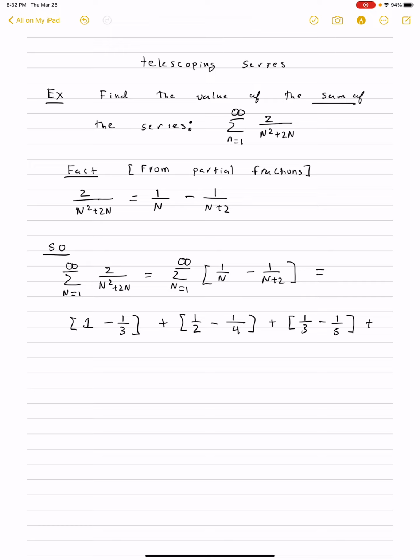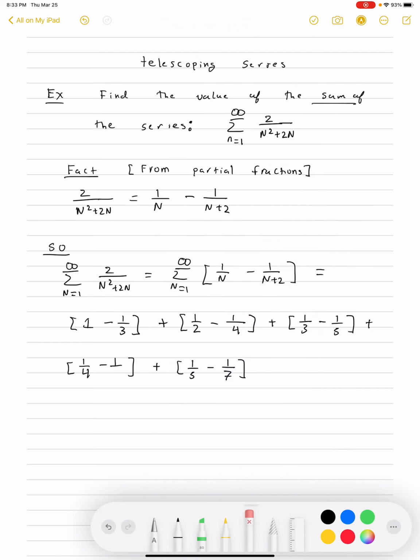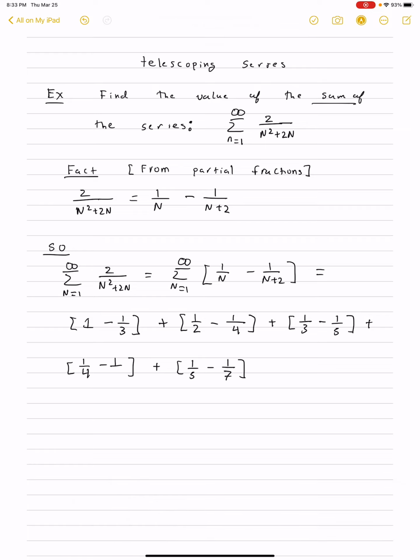Then I'm going to do n equals 4, and I get 1/4 minus 1/6. I can keep going. Let's do one more. I'll get 1/5 minus, excuse me, I made a small error here. Instead of being a 7 there, this should have been a 6. And this keeps going forever.